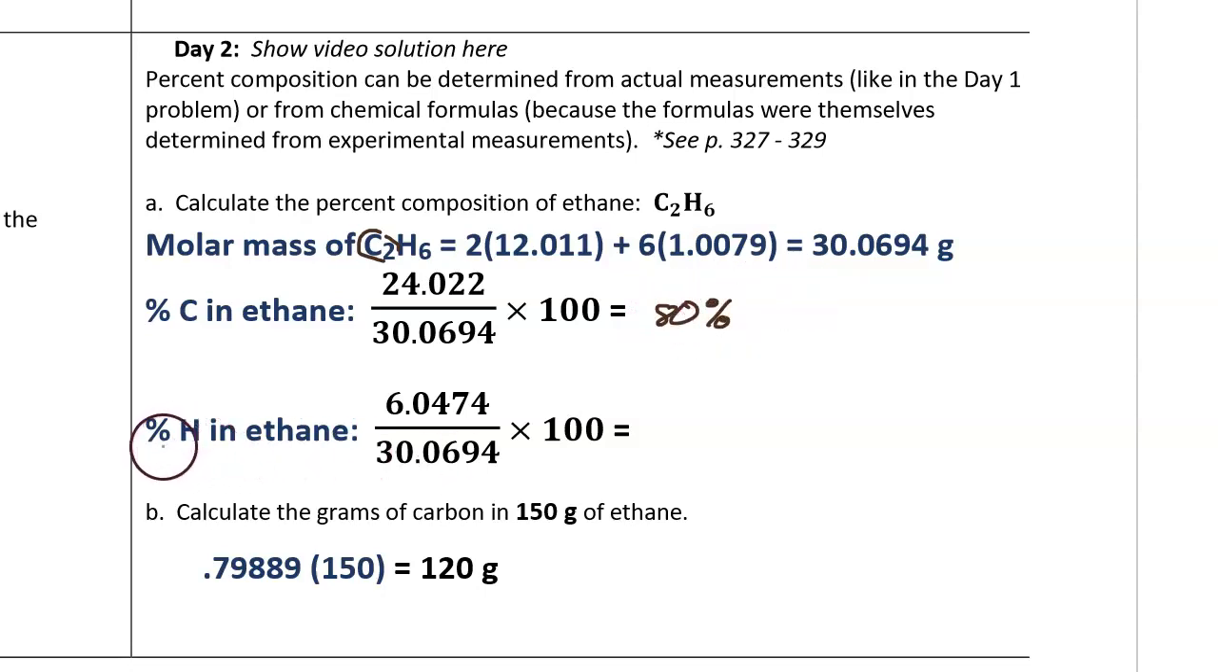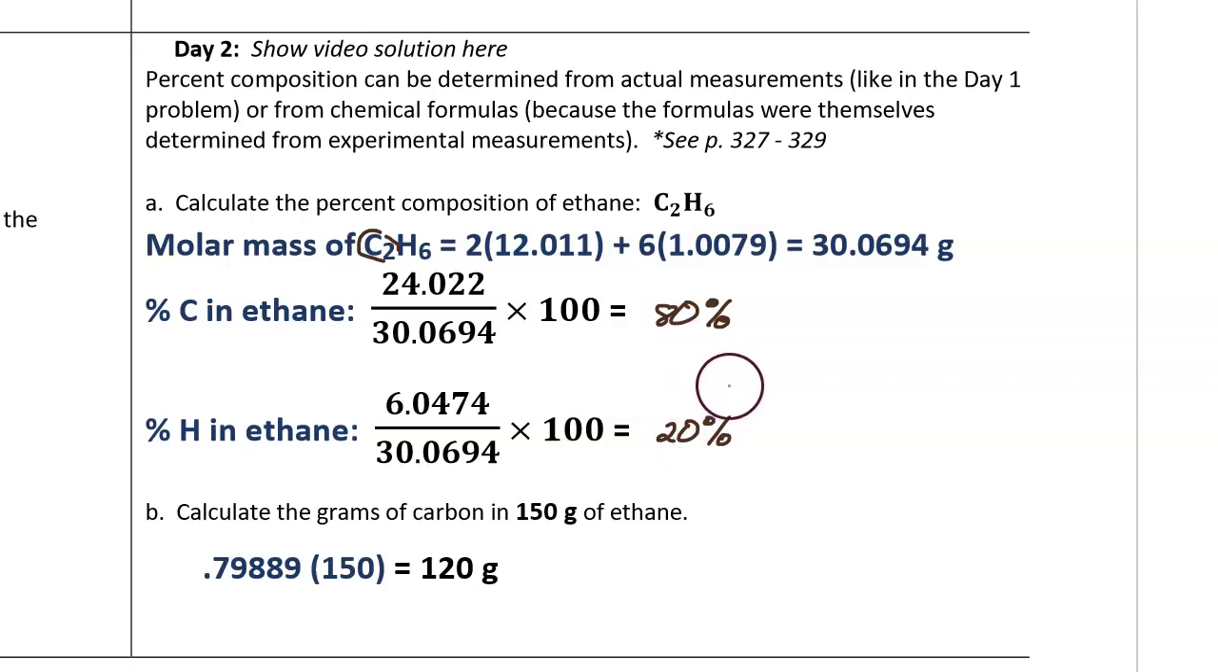Now we can find the percent of hydrogen that's in ethane. Our numerator is the mass of the 6 hydrogens. That's the 1.0079 multiplied by 6. The mass of the 6 hydrogens is divided by the total molar mass, and you multiply by 100. When you round it, the result is 20%, which we expected, right? Because 80% plus 20% would make 100%.